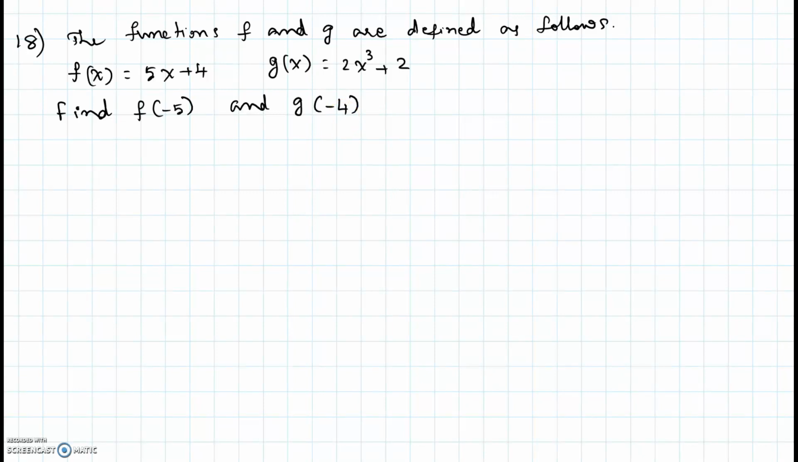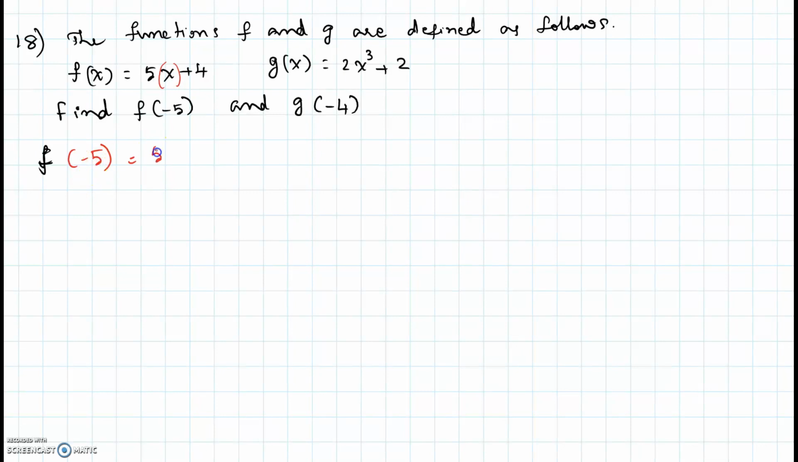The problem can be interpreted as f at the value of x: when the input is x, the output is 5x plus 4. And g at x: where the input is x, the output is 2x cubed plus 2. So the question is asking us to find f at negative 5. So x is the input and that becomes negative 5. So we have to evaluate f at the value negative 5. So you have to take the function f and then change this x to the value negative 5.